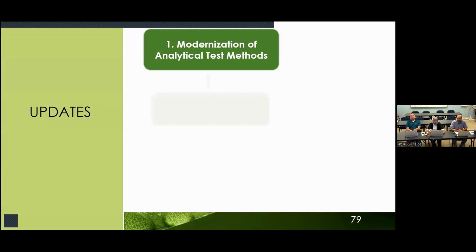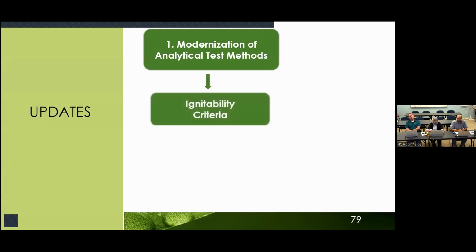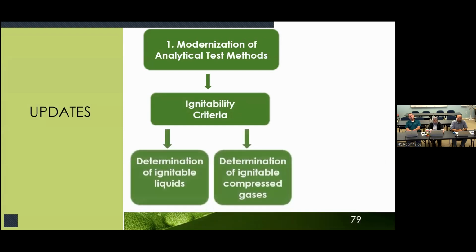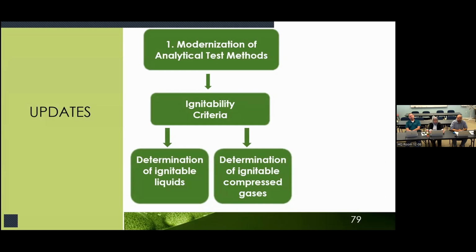So the first updates are the modernization of the analytical testing methods, mainly in ignitability criteria, to stay consistent with current US EPA regulatory standards and to remain up to date. For example, modernizing the analytical tests for flashpoint determination of ignitable liquid waste and for determination of ignitable compressed gases. Next slide, please.